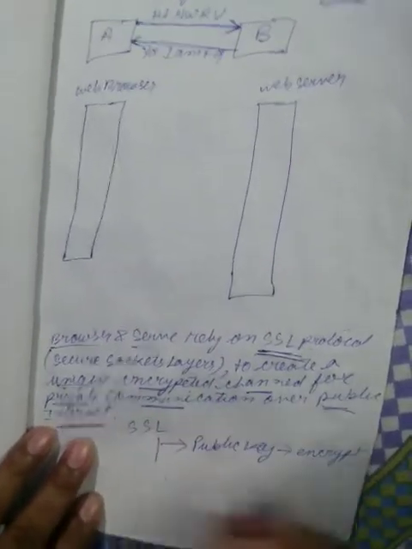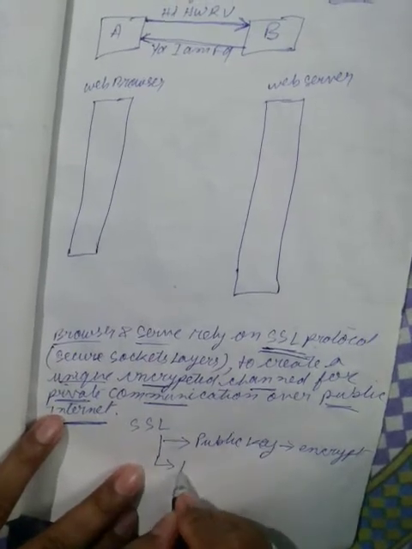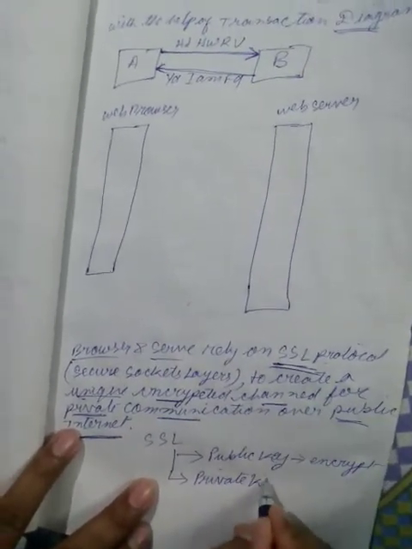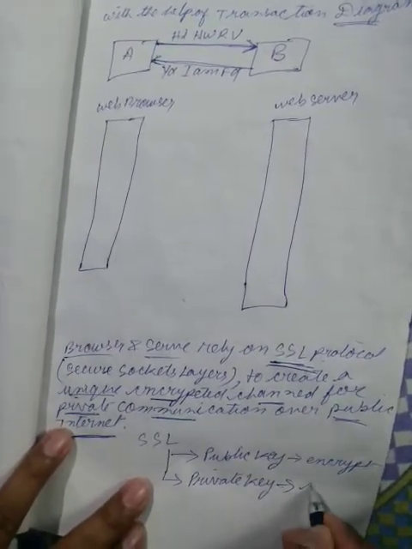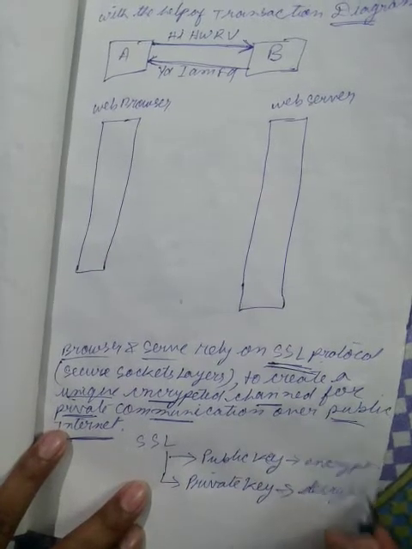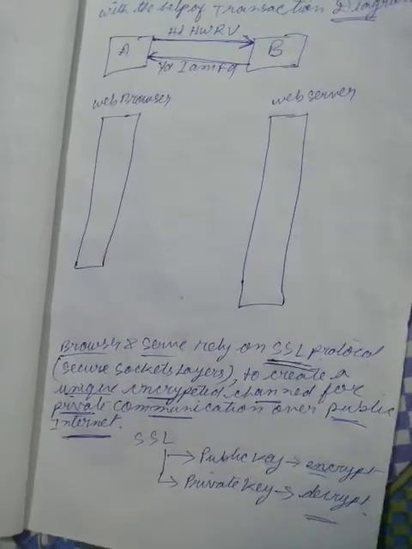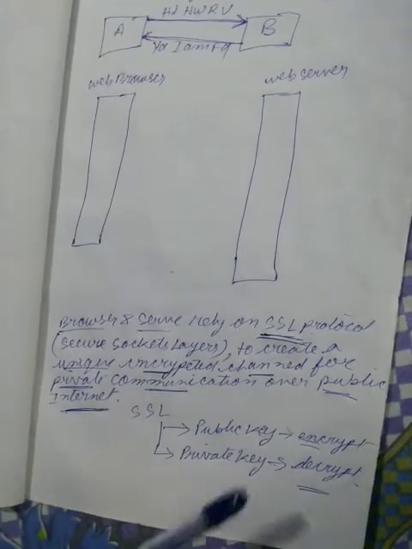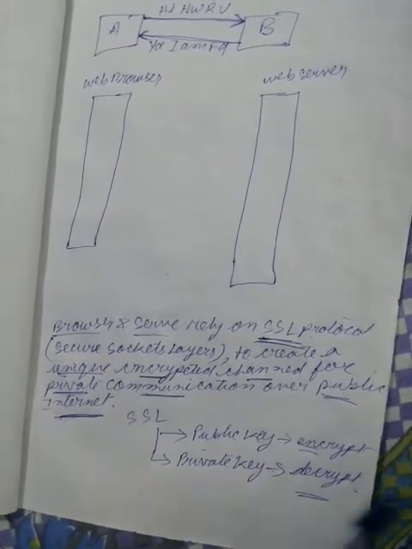This private key is mainly used to decrypt the message. So this much you should know. This SSL certificate contains the public key, which is used to encrypt the message, and the private key, which is used to decrypt the message. Now we are going to see how they communicate with each other.